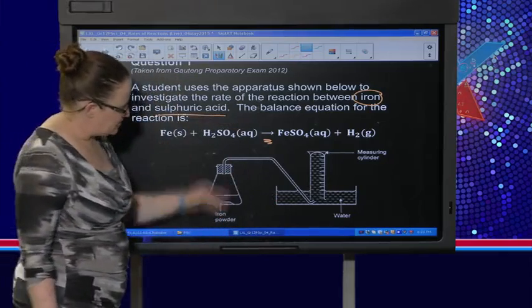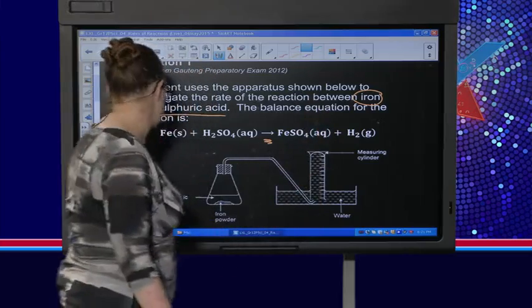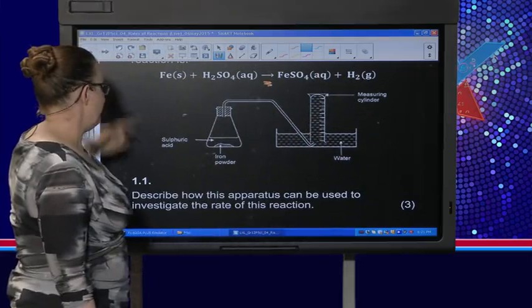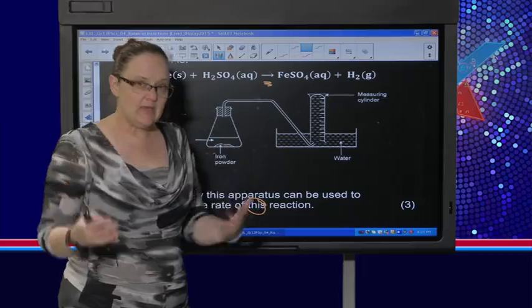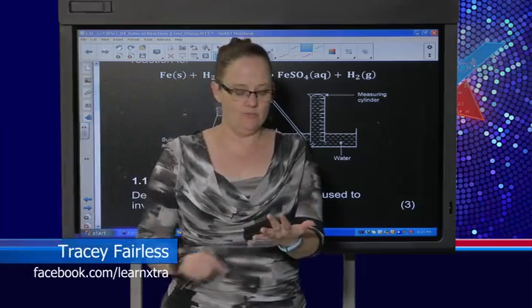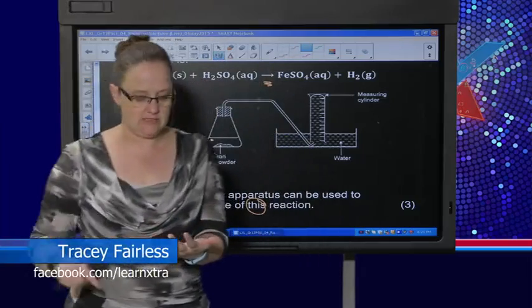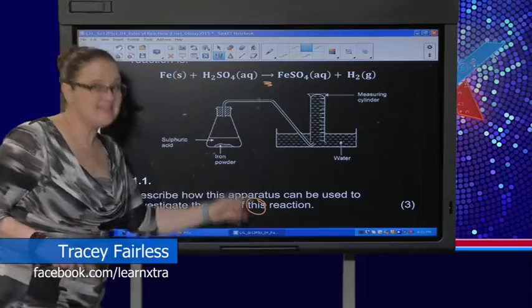We know we're getting hydrogen gas, so it's obviously the hydrogen gas that's been bubbled through the water into the measuring cylinder, okay? So the first thing is, describe how this apparatus can be used to investigate the rate, now listen carefully, of this reaction. Guys, be careful. We just went through different ways of measuring rate: color, volume of the solid, mass, all sorts of things. They don't want that. They want of this reaction.